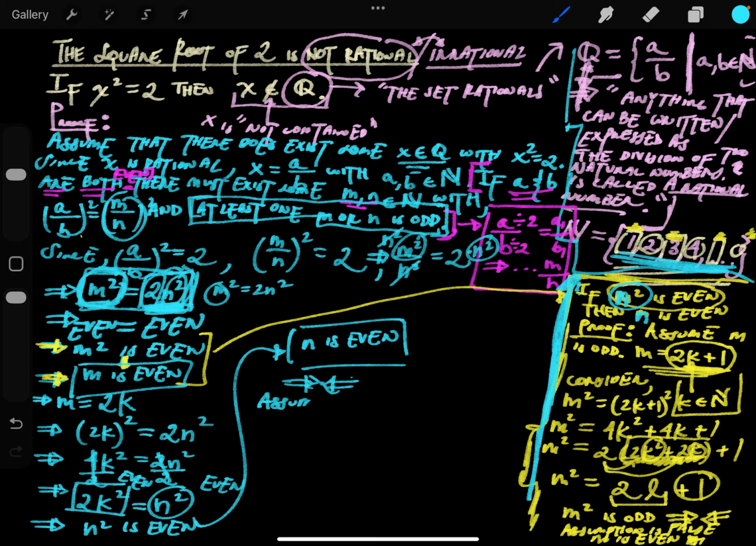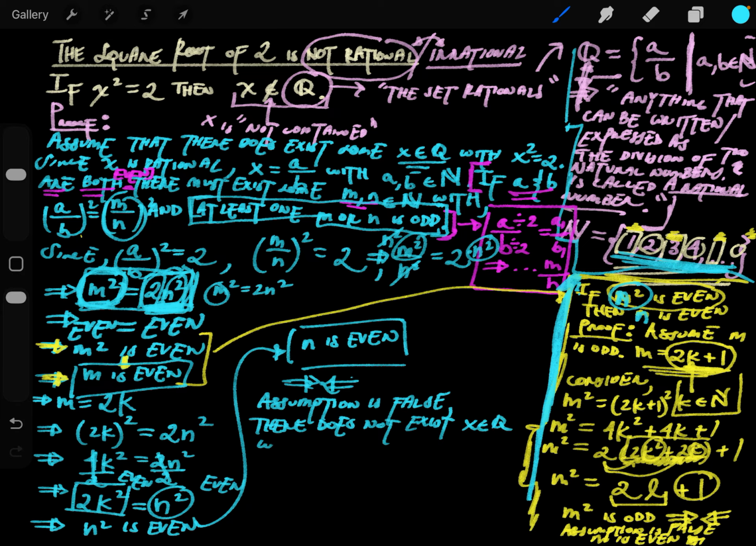The assumption is false. What's the assumption? That there does exist... You could say the assumption is false: there does not exist x contained in Q with x squared equaling 2. And now you're done.